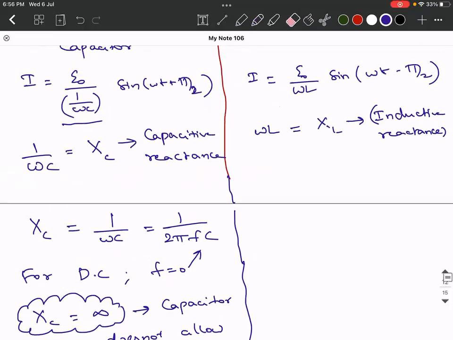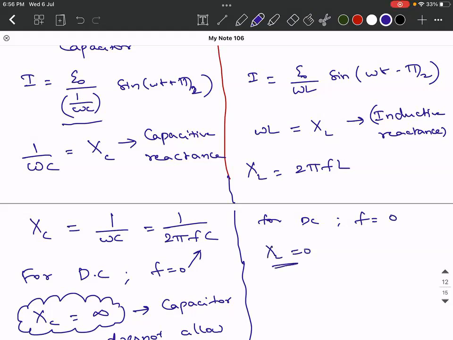Then what about omega L? So XL is equal to 2 pi f into L. When you observe for DC, f is 0, so XL will be 0. So from this, what you can conclude is that an inductor will allow direct current to flow through it.